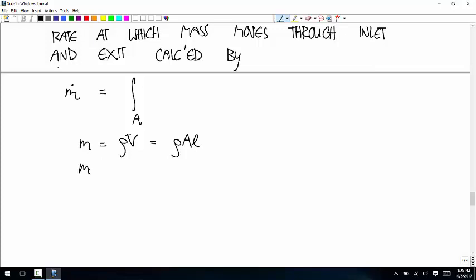And so m dot then is equal to rho times the area. Neither of those are changing in time. Times dL/dt. And this you can just think of as the component of velocity perpendicular to that area.